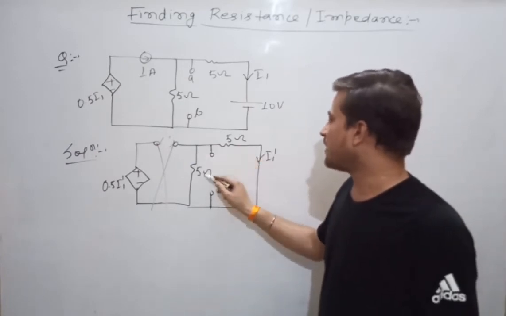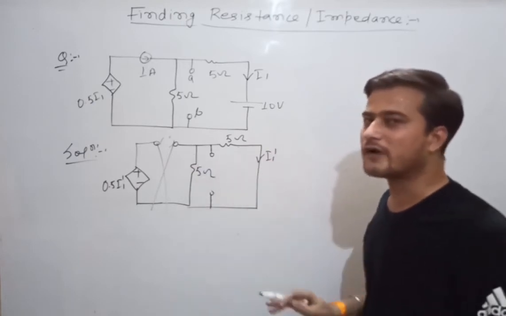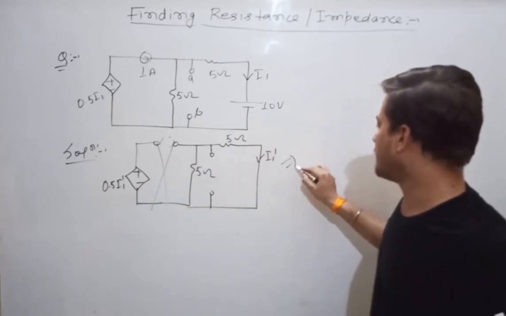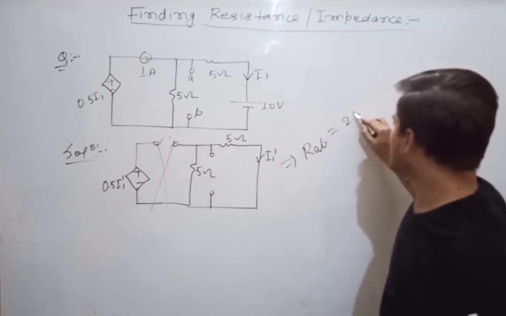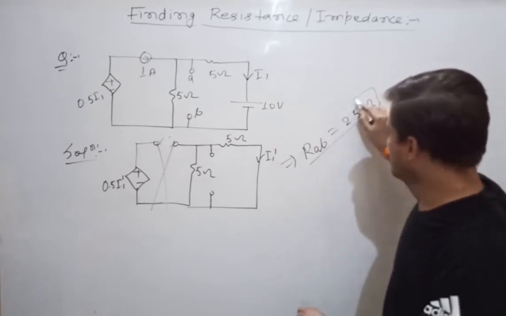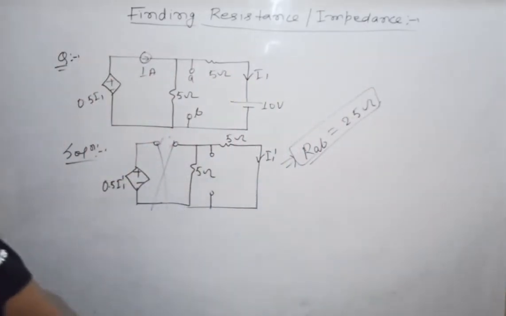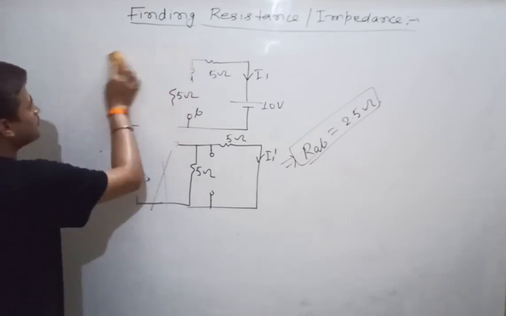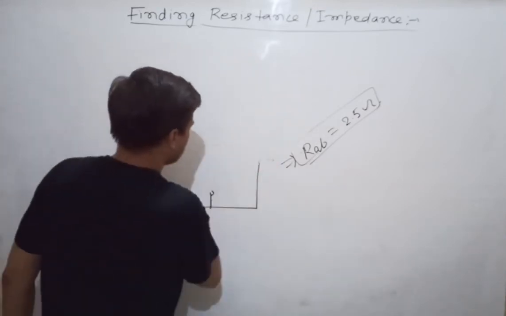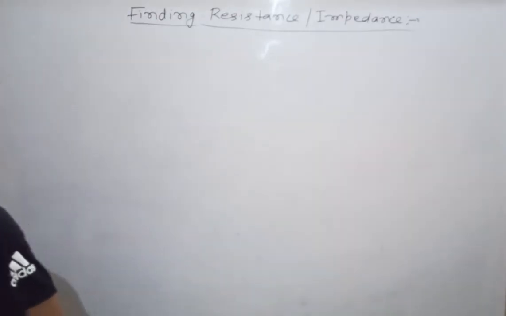This 5 ohm and this 5 ohm are connected in parallel. These two 5 ohm resistances are connected in parallel. So RAB will be equal to 2.5 ohm. Clear?